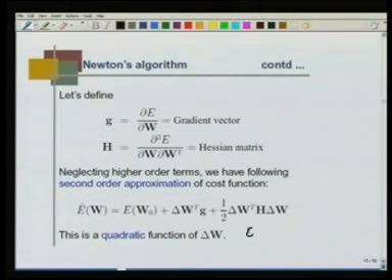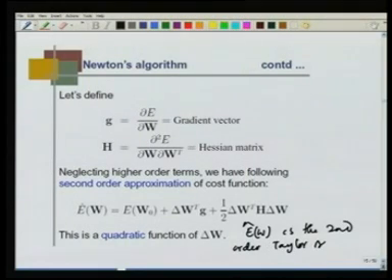Here E hat W is the second order Taylor series approximation of the actual cost function E W, and that we write in this particular form. All other higher order terms from this point onwards have been neglected. So, this is a quadratic function of delta W.